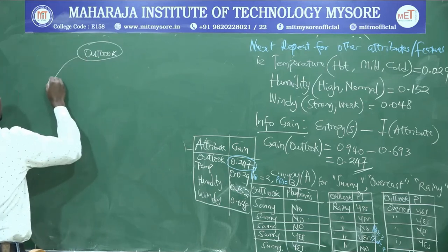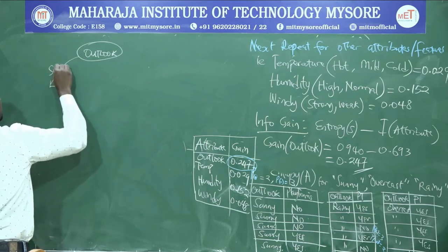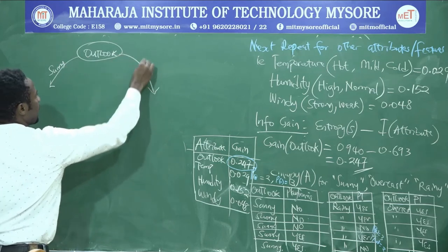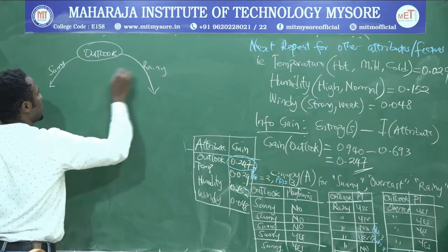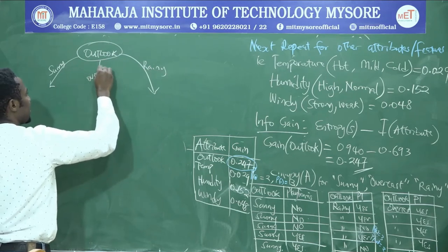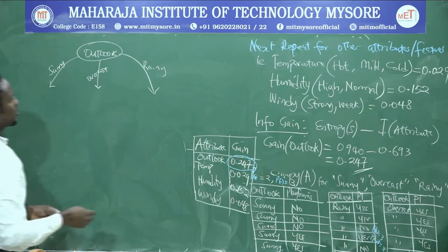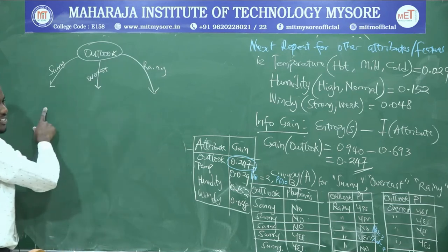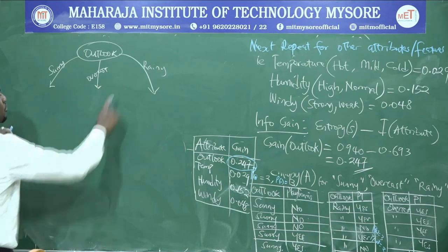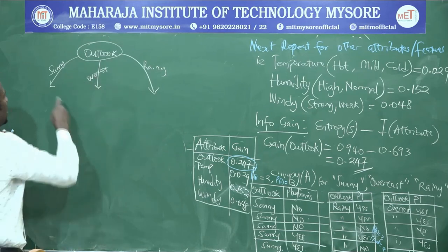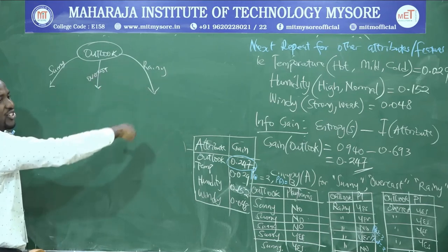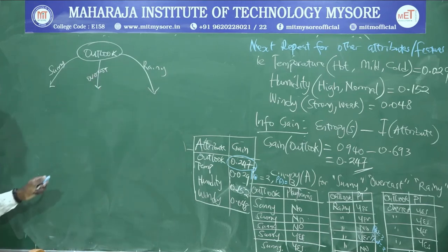So we branch it now: sunny, rainy, and overcast. Why did I put overcast at the center? Simply because these two require branching and this doesn't. It doesn't matter, you can put it here also, but just think of it: if I put sunny and rainy on one side and overcast there, it doesn't look nice. So I try to balance the three.